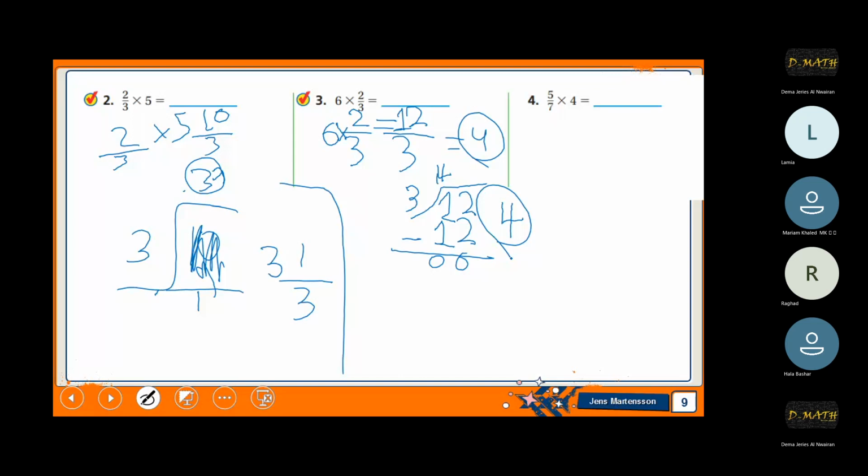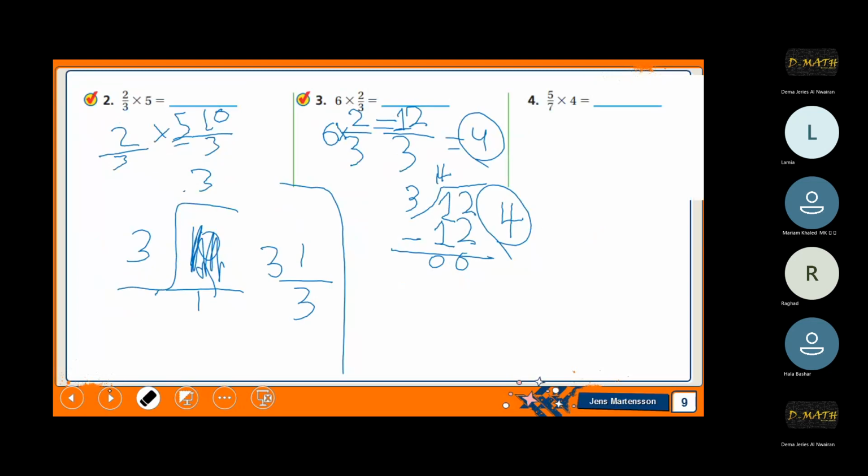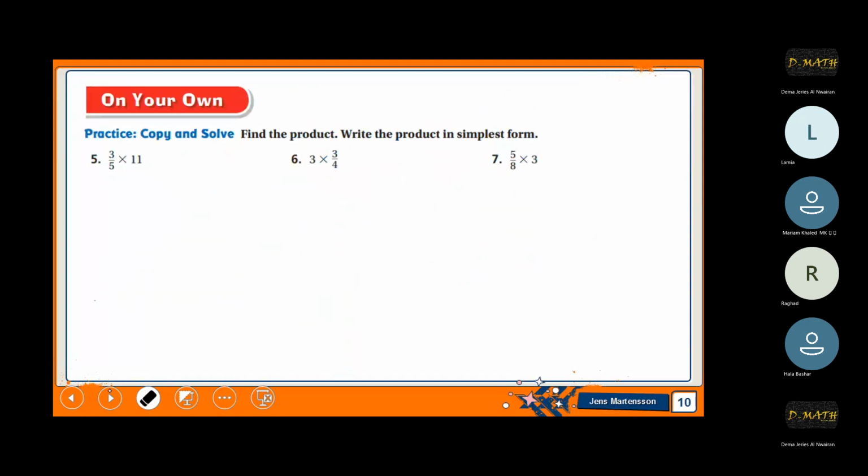Now let's spend 1 minute. Okay. Here? 2 over 3 times 5 equals 10 over 3. What is this one? 3. Did you finish writing now? In 3, it's 4. Yeah, number 5. Yes. 3 over 5 times 11.